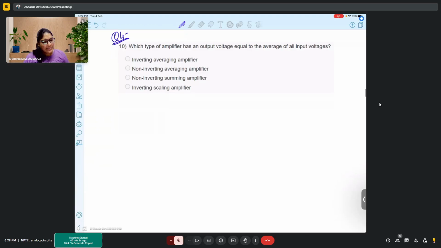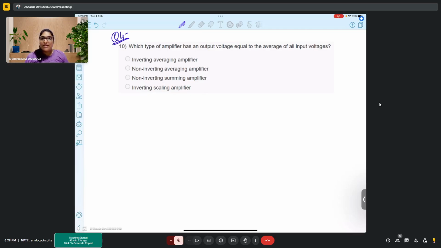In this problem, it says which type of amplifier has an output voltage equal to the average of all input voltages? Is it an inverting averaging amplifier, non-inverting averaging amplifier, non-inverting summing amplifier, or inverting scaling amplifier? So first of all, do you understand these terminologies? Do you understand what is inverting? You people know inverting and non-inverting, right? We discussed it last time. We define inverting and non-inverting based on the terminals where we are providing inputs. It is as simple as that.